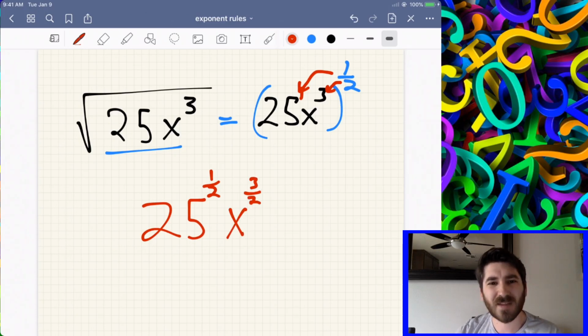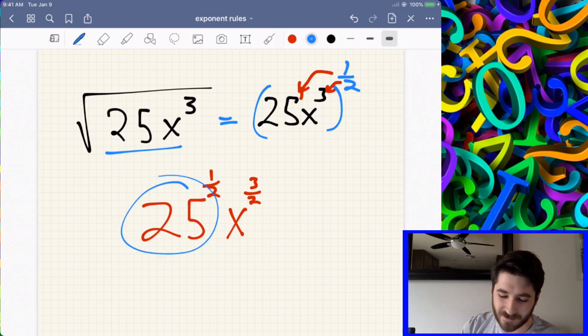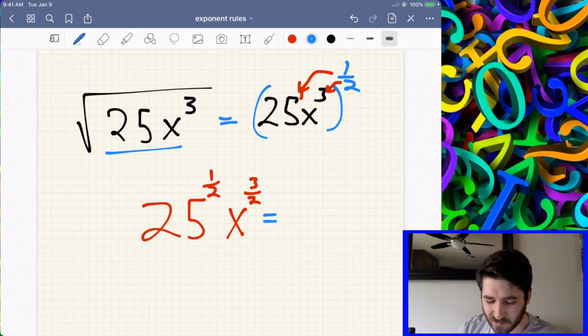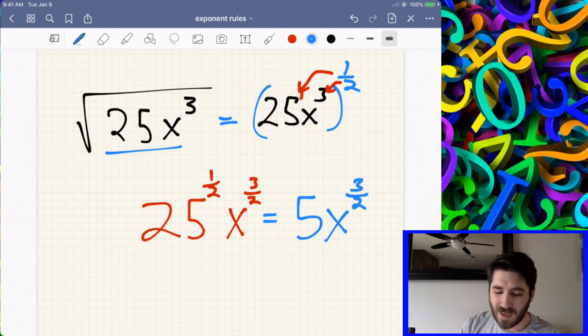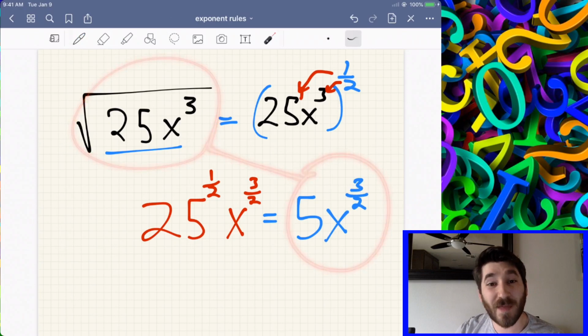Okay. We can actually simplify once more. Remember that this exponent represents a square root, and we know the square root of 25. So our final answer will end up being 5 times x to the power of 3 halves. And this is a way of writing this same number without roots.